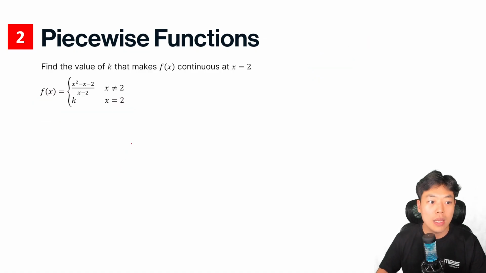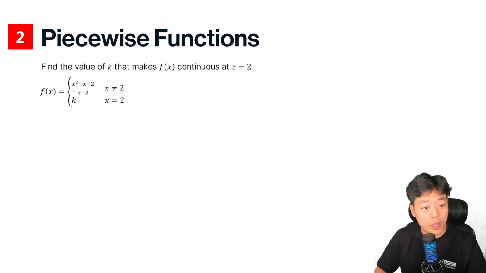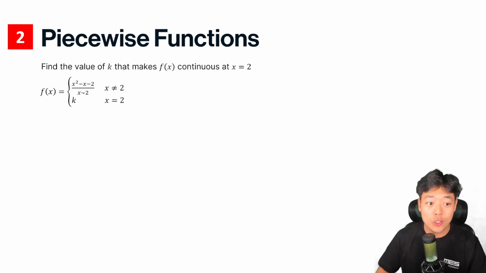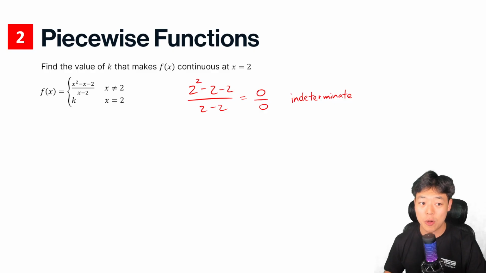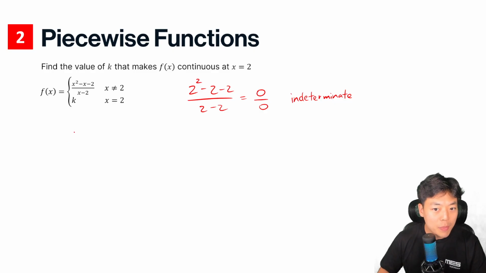Let's try another one of these. So for this one, we're not split up anywhere. We're just told that x cannot equal 2, where the function equation is this top equation. And you can tell why. When we plug in 2 into this top equation, we get 2 squared minus 2 minus 2 all over 2 minus 2. That'll give me 0 over 0, and we will call this indeterminate, unable to be determined. Not undefined, but indeterminate.